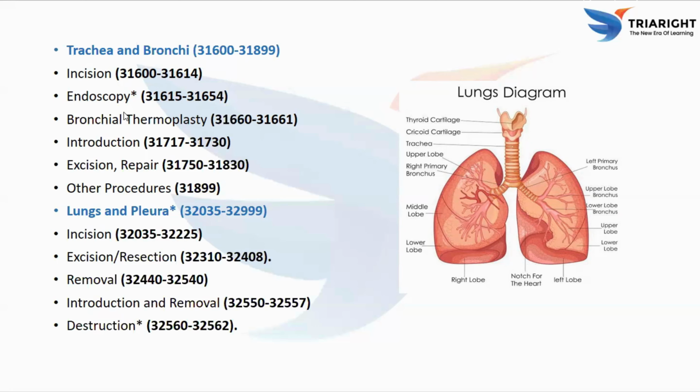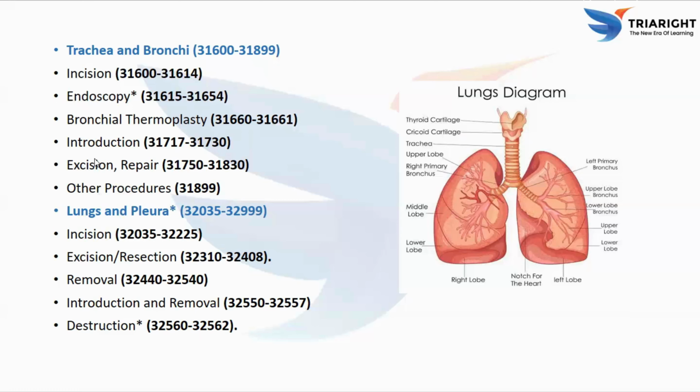And second is endoscopy. Endoscopy in bronchi uses bronchoscopy, which is the most common, and is used for visualization, biopsy, removal of secretions as well as treatment. And bronchial thermoplasty is an advanced procedure for severe asthma. It uses radio frequency energy to reduce the airway smooth muscle. These are done in multiple sessions and this is not a routine bronchoscopy.